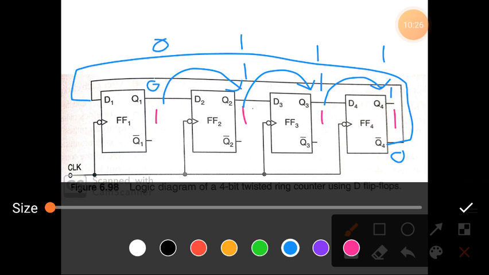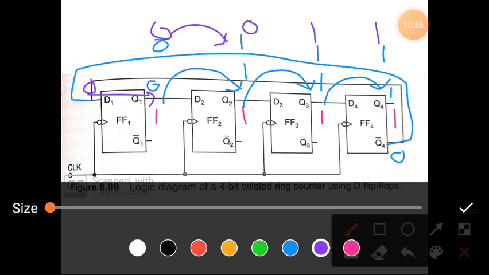On the next clock pulse, here the output is 1, so the complemented output will be 0, so that 0 will be here, the D input. So this input will be shifted to here, it is 0, then 1 will be shifted to here, and again 1 will be shifted to here. Here the last 0 will be passed to here. So now 0 0 1 1.